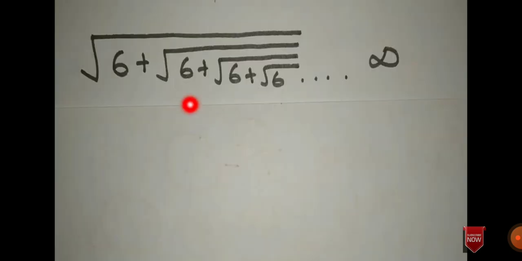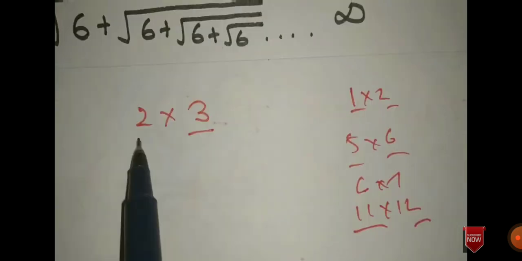See here, we are having plus, so root of 6 plus root of 6 plus root of 6, so on till infinity. Here we are having a plus symbol. So for this sum, just see here, when you multiply two consecutive numbers, successive numbers, like 1 into 2, 5 into 6, 6 into 7, 11 into 12, you have to get whatever number is here. Here we are having a number as 6.